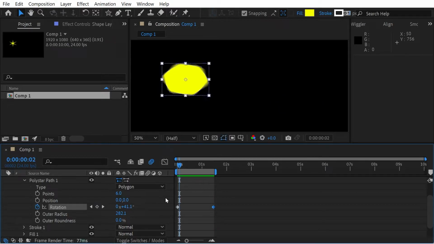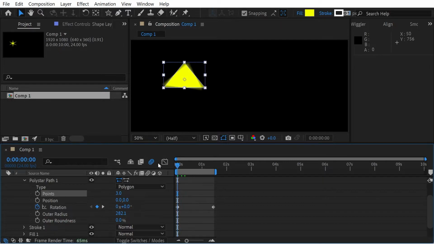I wonder if the polygon looks better rotating. I'm just wondering if it has more points or what. What about, let's just try with the triangle to start with, actually.